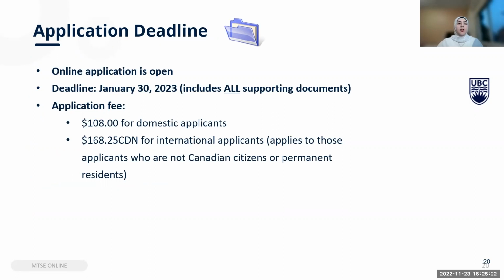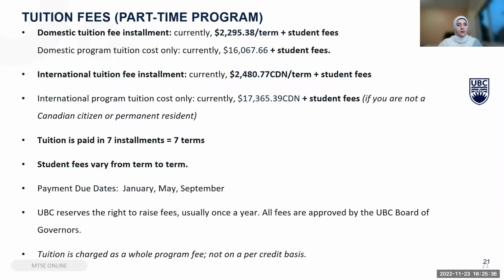Currently, the application fee for a domestic student is $108, and for international students is $168 and some change. Domestic tuition fee installment currently at $2,295 and some change per term, plus student fees. And the tuition cost for domestic is currently at $16,667 and some change plus student fees.